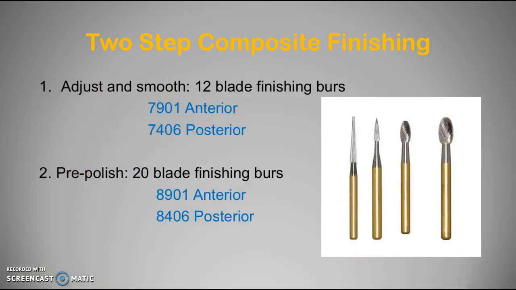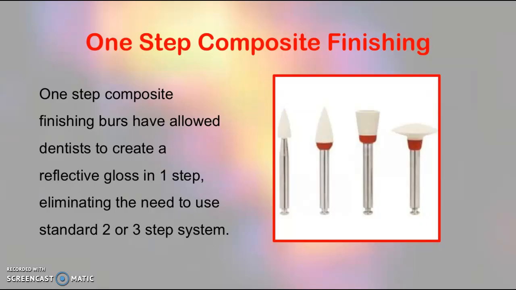These are the adjust and smooth and pre-polished burrs from the complete preparation kit. We have separate burrs for anterior and posterior teeth. We finish off with polishing with these J Supreme burrs. These are one-step polishing burrs, which means lots of time is saved to achieve the reflective glass mirror effect.